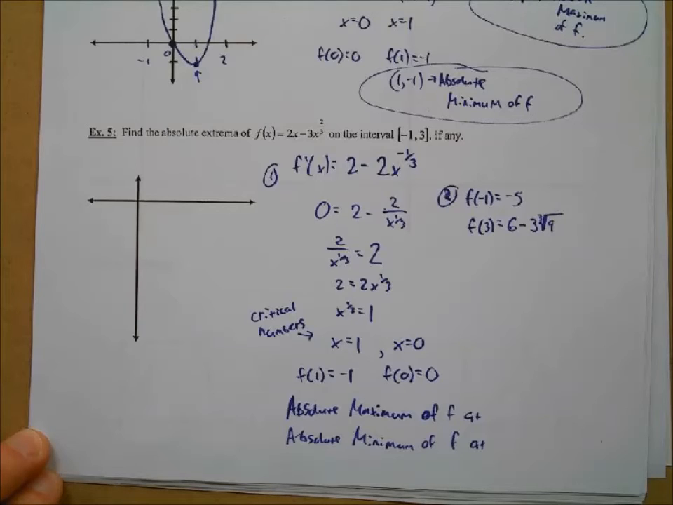If you have absolute extrema, they are either going to occur at the critical numbers or at the endpoints of the interval. That's it. Those are the only two places. So we find critical numbers to get all our possible candidates.